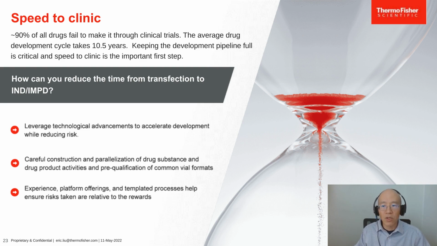At a high level, those are: one, leverage advancements in technology to accelerate development, specifically increase productivity, automation, precision, control, and quality. Two, careful construction and parallelization of drug substance and drug product related activities and timelines, as well as pre-qualification of common vial formats. And third, leverage prior process experience, proven platforms, established protocols, and templated processes to reduce time while ensuring risks taken are relative to actual reward.